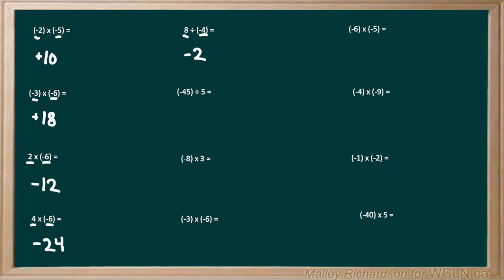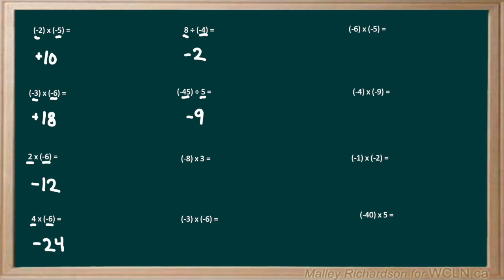Next we have negative 45 divided by 5. Well, the 45 is negative, and the 5 is positive, so we'll end with a negative answer. 45 divided by 5 is 9, and then we have to bring our negative out front, so we have negative 9.